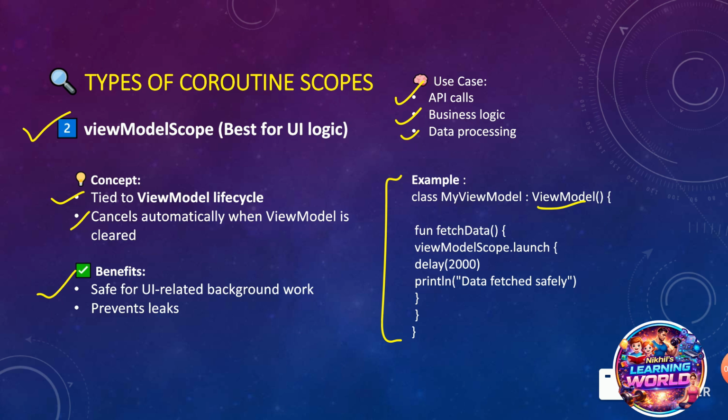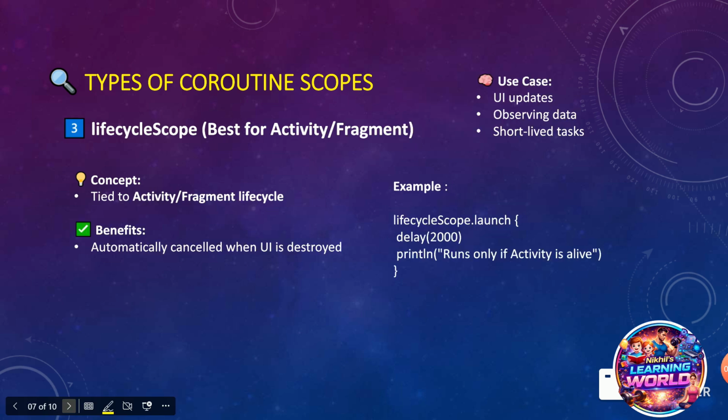It's perfect for business logic and API calls. So just remember the point: data and logic lifecycle. That's about the view model scope with regard to your view model. So the third one is lifecycle scope.